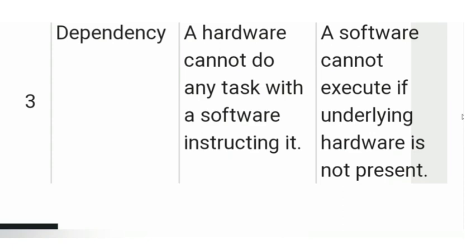Now dependency about software. A software cannot execute if underlying hardware is not present. If there is no hardware, there will be no software. If there is hardware, then hardware is of no use without software, because software is as important as hardware. A software cannot execute if underlying hardware is not present. Software will also not work if hardware is not there.